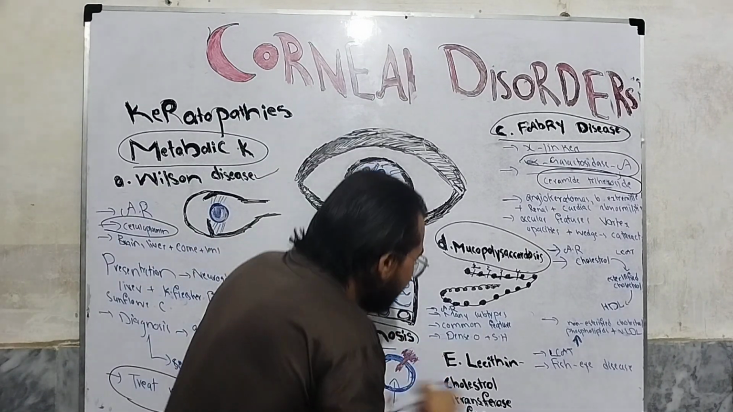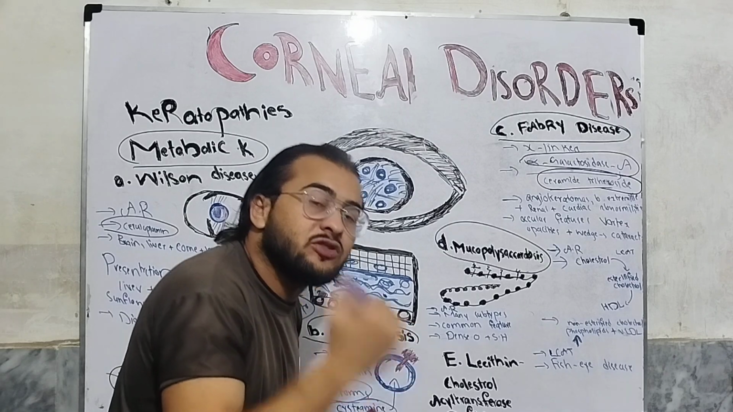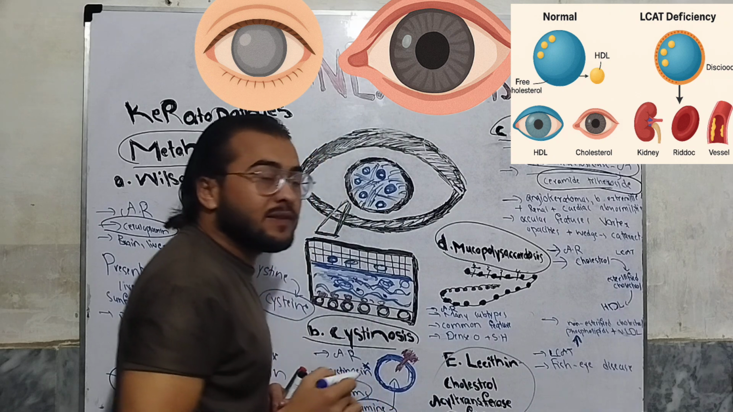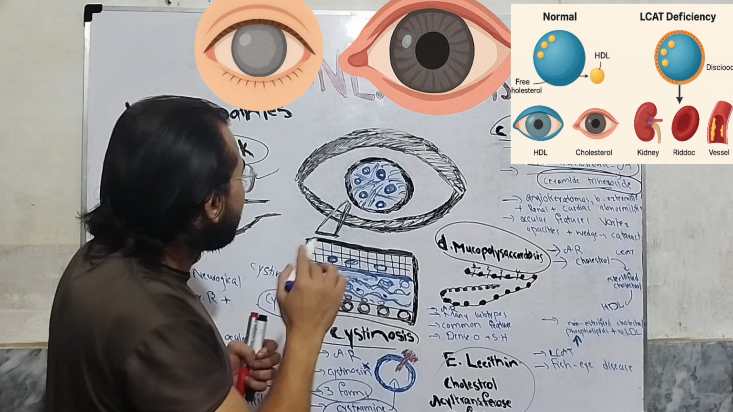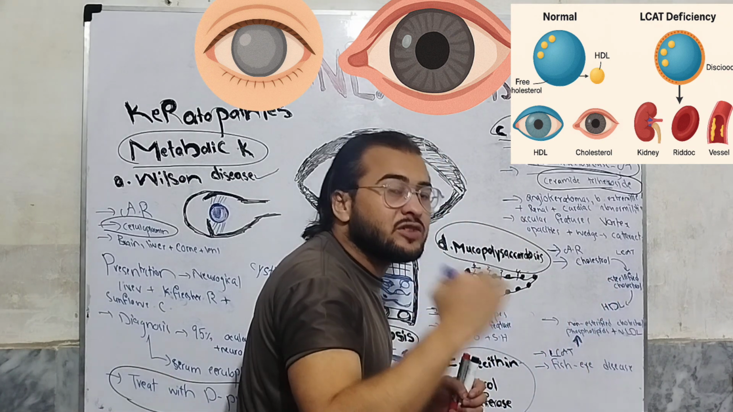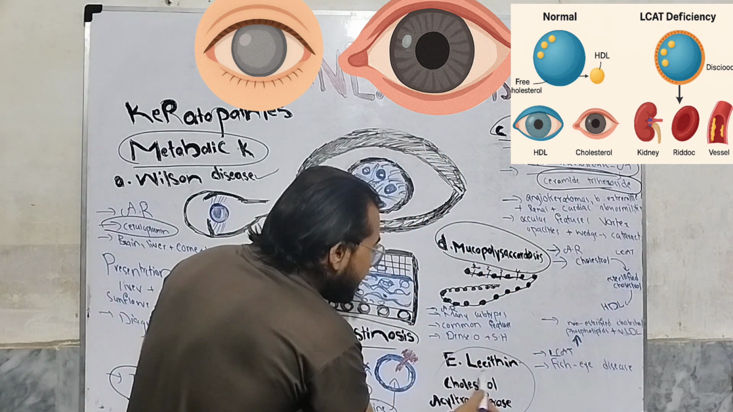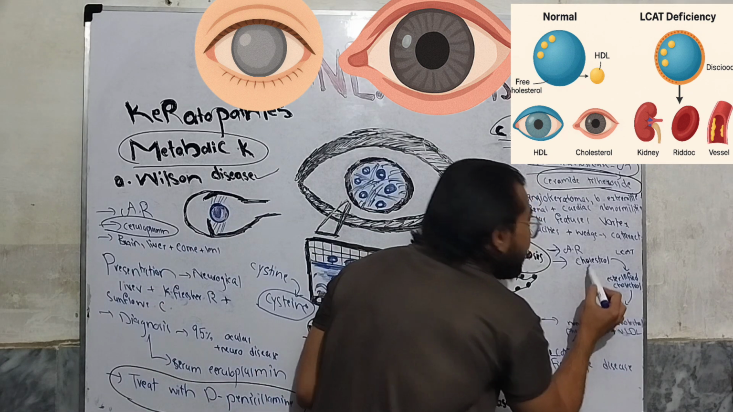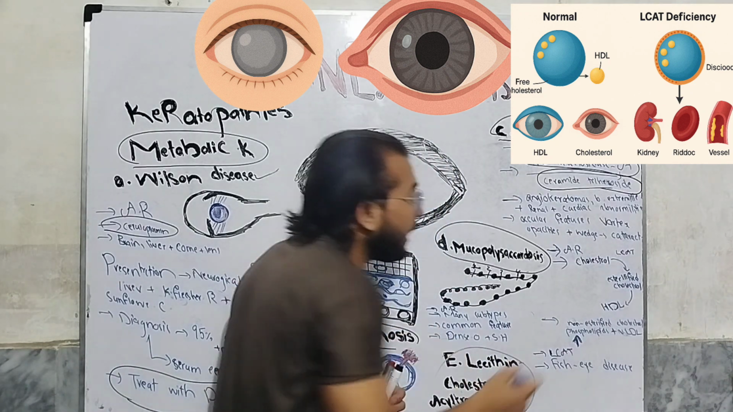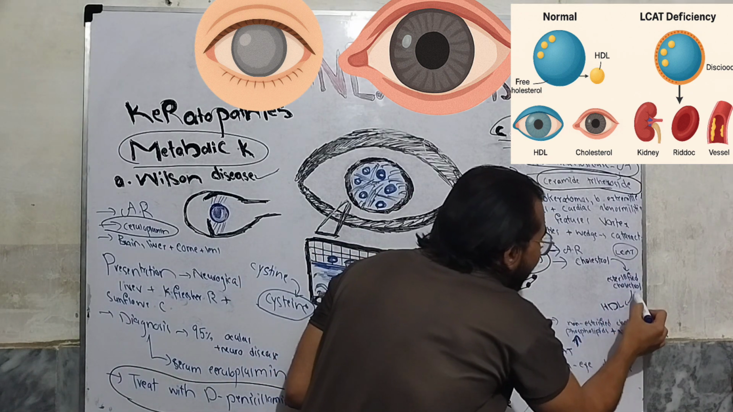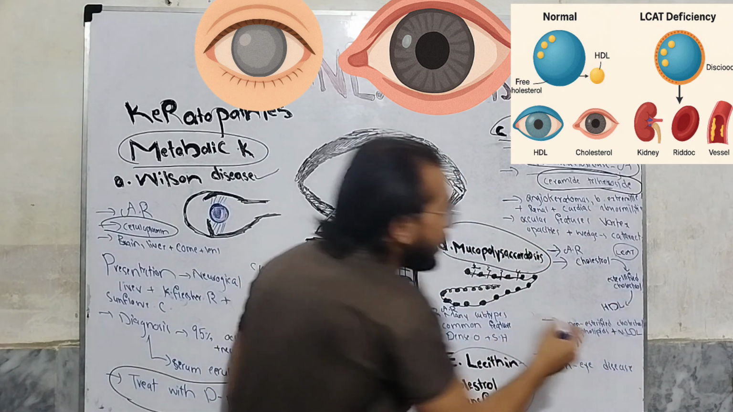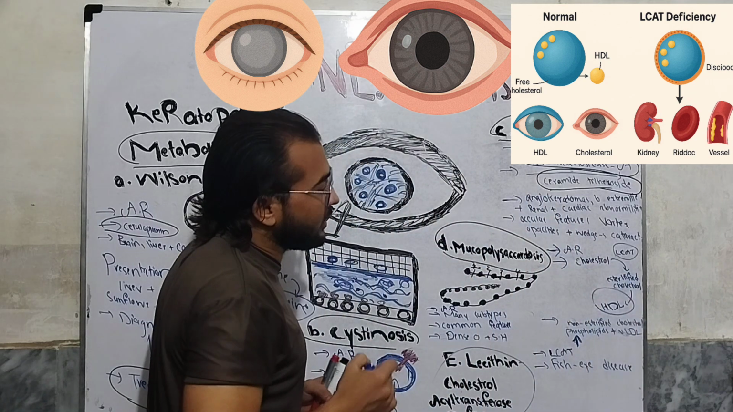It is Lecithin-Cholesterol Acyltransferase deficiency. Okay, so it is also an autosomal recessive condition. What is the pathology? What is the problem in this disease? We know that, for example, if this is non-esterified cholesterol, this enzyme lecithin-cholesterol acyltransferase is converting this non-esterified cholesterol into esterified cholesterol. Okay, it will be converted by this enzyme, and ultimately this esterified cholesterol will be converted into high density lipoprotein called HDL.